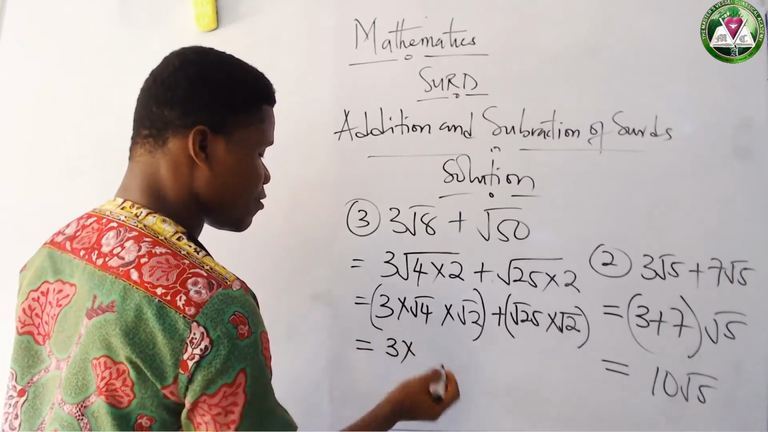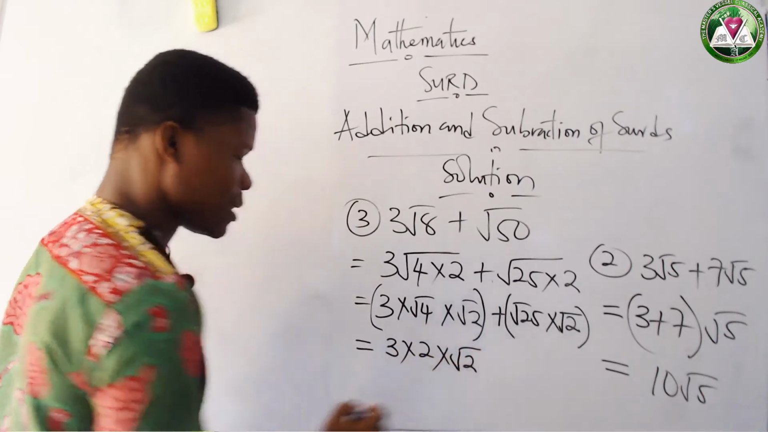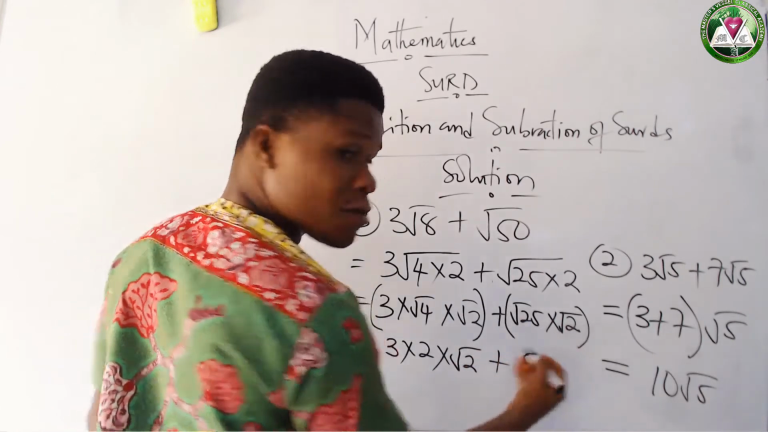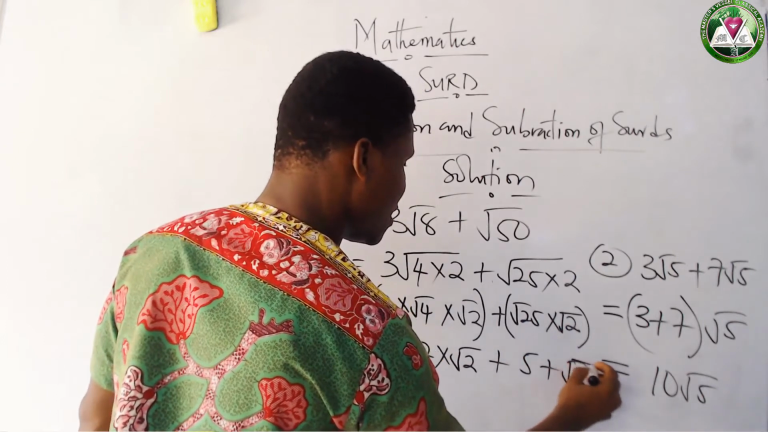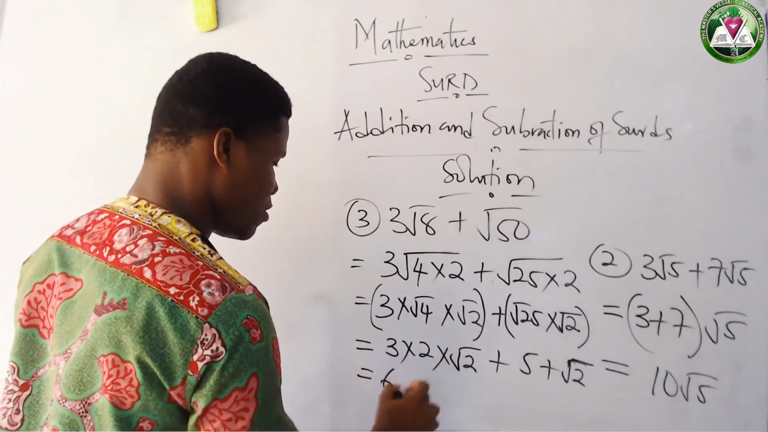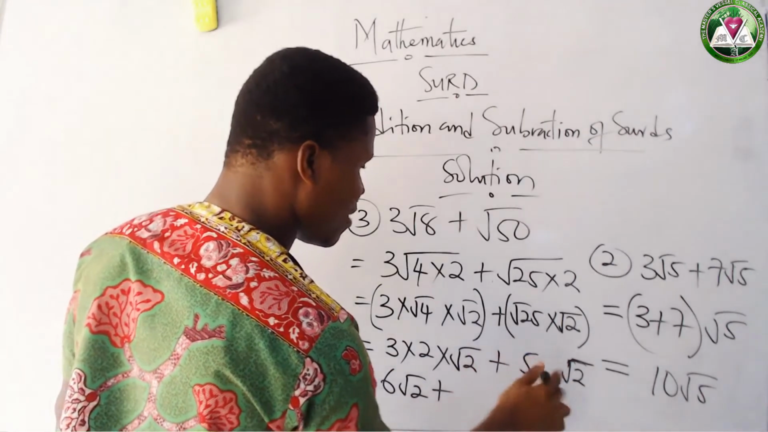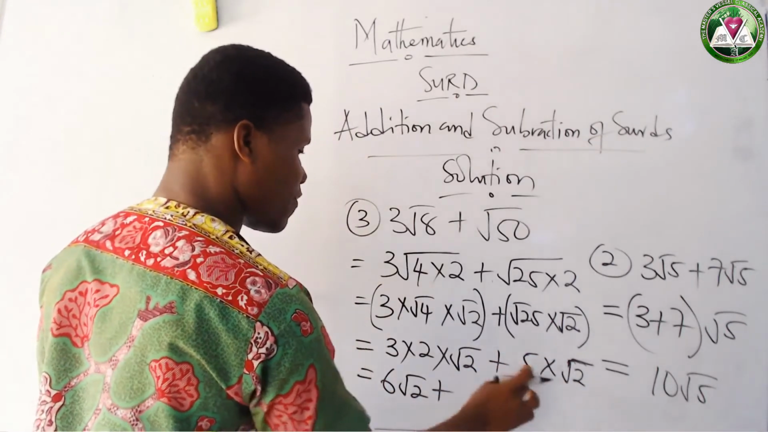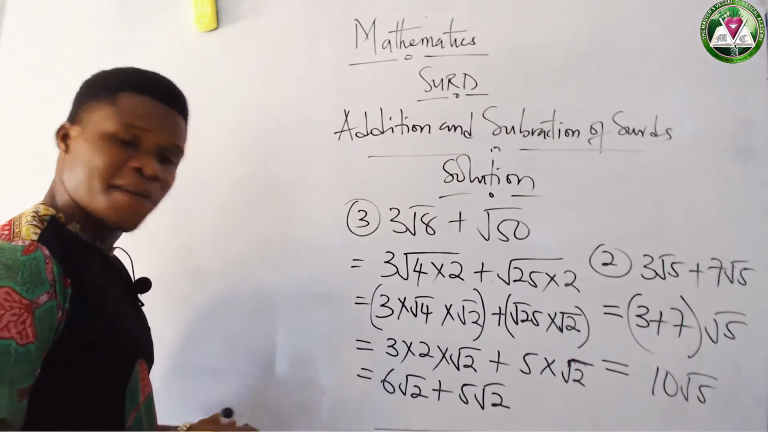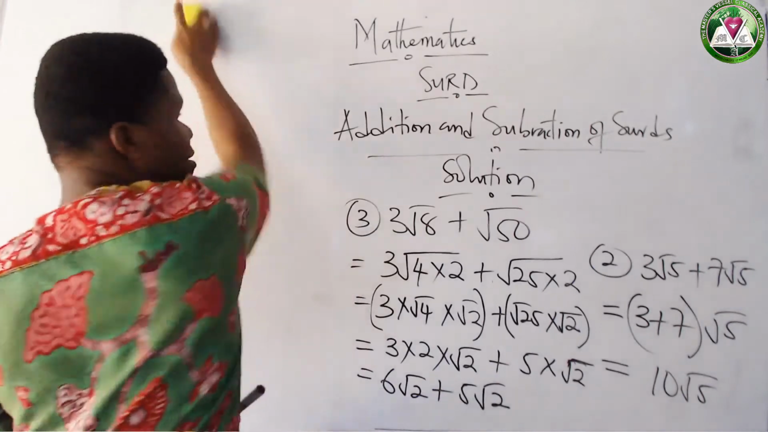This will give us 3 times root 4. Square root of 4 is 2. Square root of 2 will give us a decimal, and we don't want that. Plus square root of 25 is 5. This will give us 3 times 2, 6 root 2, plus 5 times root 2, which gives 5 root 2. Finally, what do we have? They are like terms now, so you can go ahead and add.